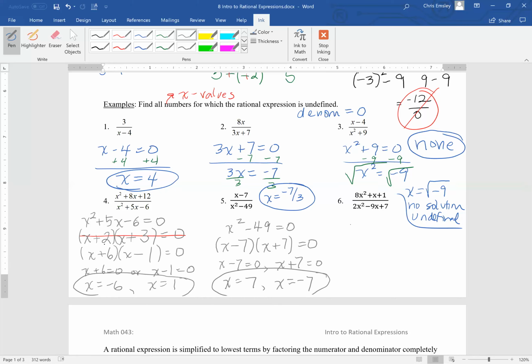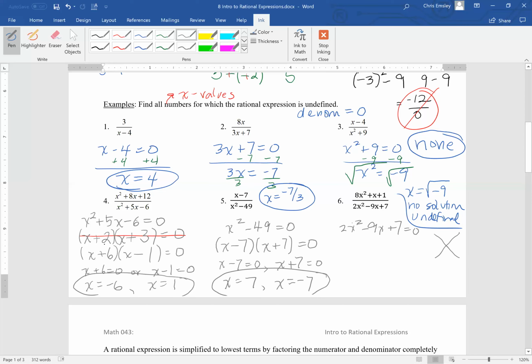Okay, and then this last one, number 6, same procedure. Write out that denominator, set it equal to 0. This one maybe takes a little more thinking to factor. People have a lot of different methods for factoring an expression like this. There is no GCF, there's no greatest common factor, so that means we just have to try to factor this trinomial.